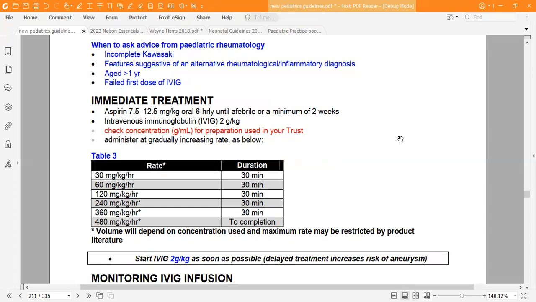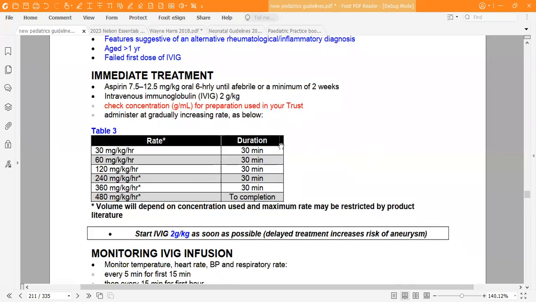IV immunoglobulin, 2 grams per kg. Check concentration in gram per milliliter for the preparation used in your trust. Administer at gradually increasing rate as below. This box explains how to increase the rate of immunoglobulin and the duration. So this is how to administer IVIG gradually.